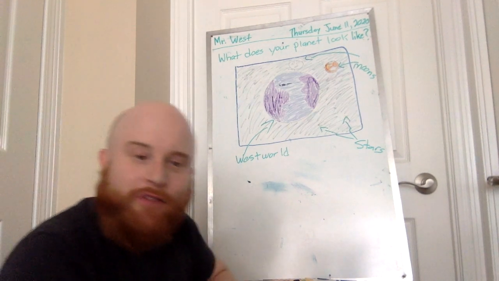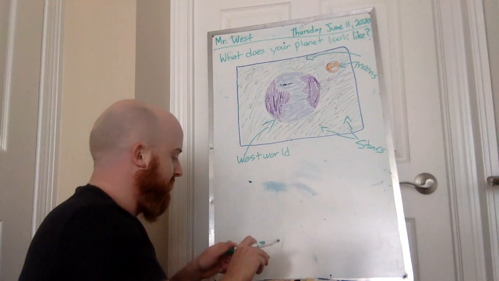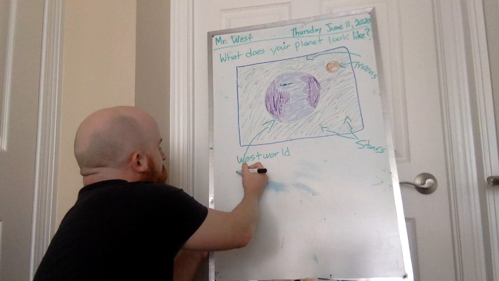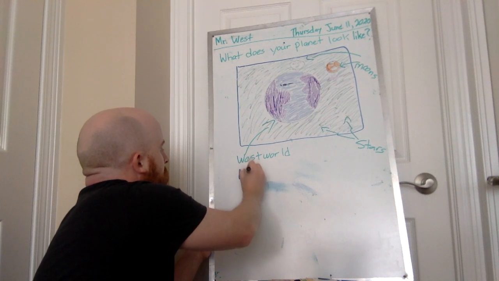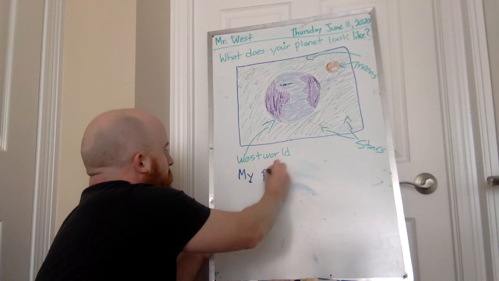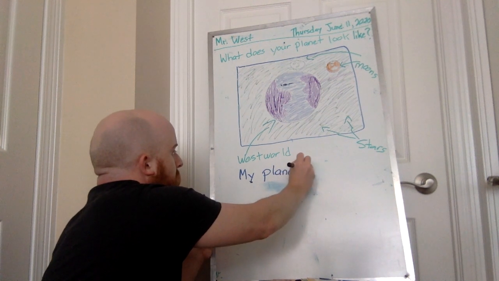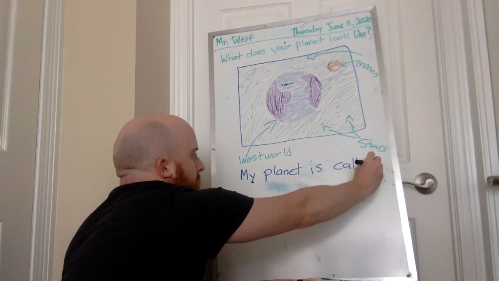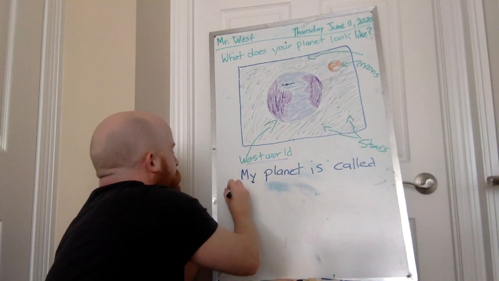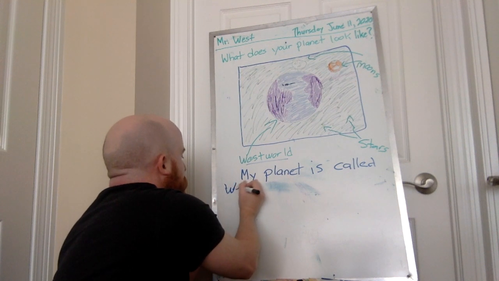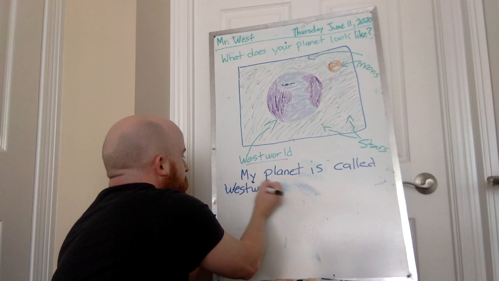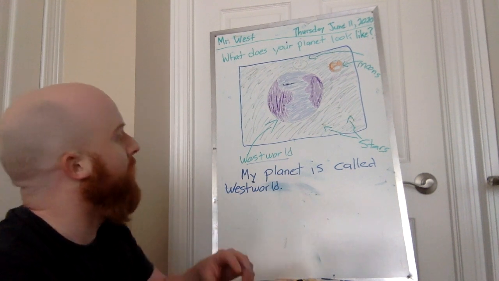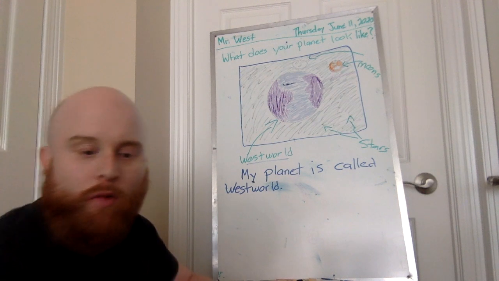So I'm going to start with my first sentence, and I'm going to say this for my sentence. You know what? Maybe I'll change the color. Let's go with blue. So I'm going to say, my planet is called, and what was that name? It was Westworld. So I'll put a capital W there because it's the name of something. We need to always capitalize our letters when we name something or someone. So my planet is called Westworld.